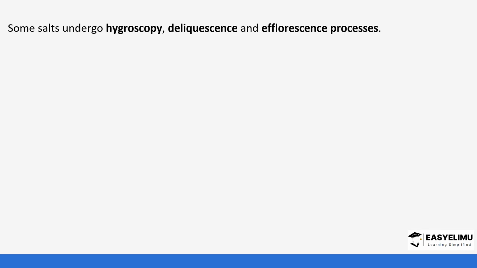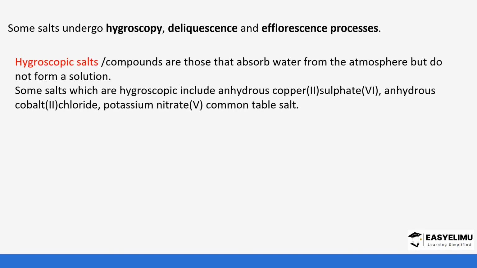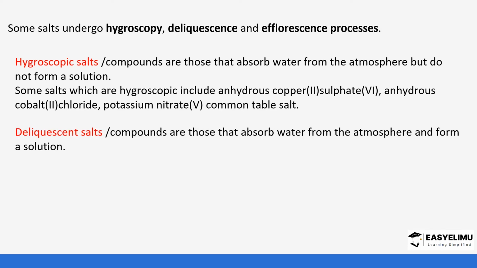Some salts usually undergo hygroscopic, deliquescent, and efflorescent processes. So what are these processes? Hygroscopic salts are usually those that absorb water from the atmosphere but do not form any kind of solution. For example, we have anhydrous copper 2 sulfate, anhydrous cobalt 2 chloride. You noticed this when we were discussing tests for water and hydrogen in Form 1. You can go and check that video out. We have the deliquescent salts.